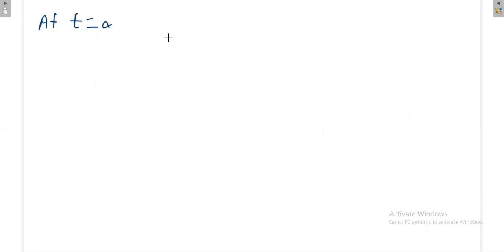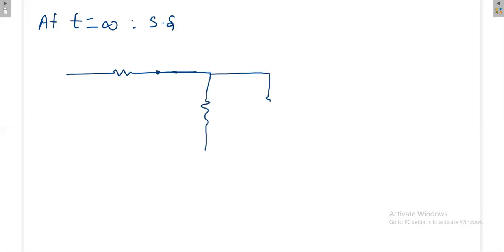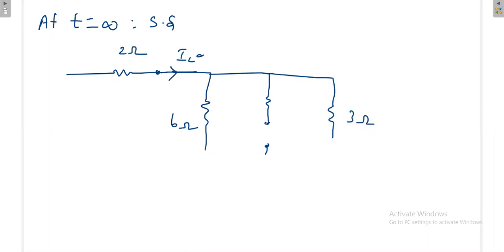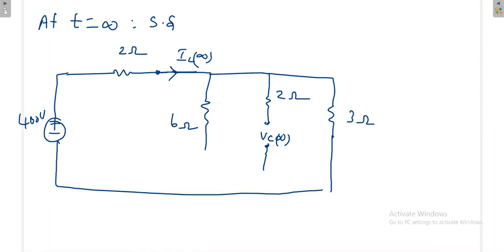The circuit will be in steady state. The inductor is completely short. The capacitor is completely open. This is 3 ohm, this is 6 ohm, this is 2 ohm. This is IL infinite. This is VC infinite. This is 2 ohm. 400 volt. This is like an open circuit. Now what is the voltage here? Anybody?